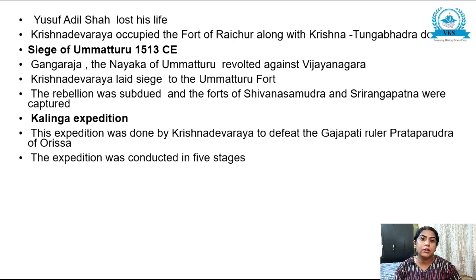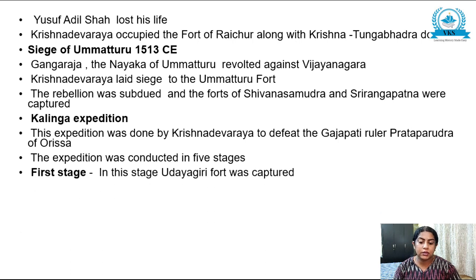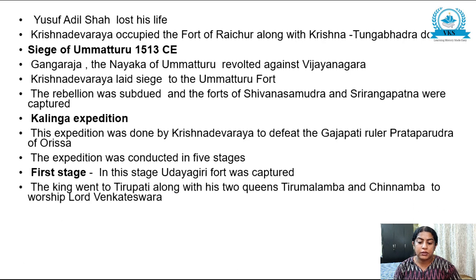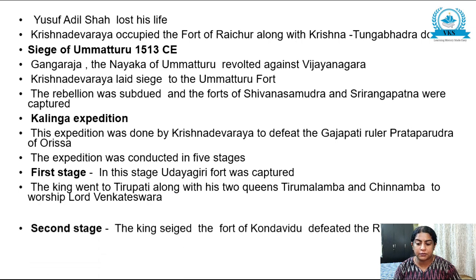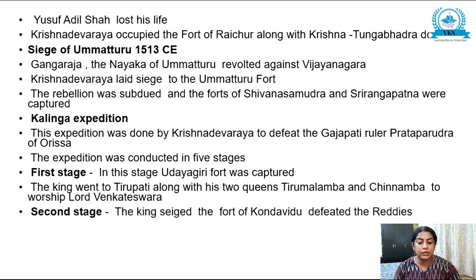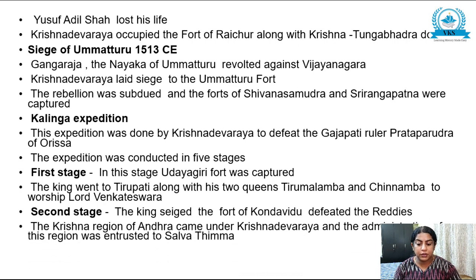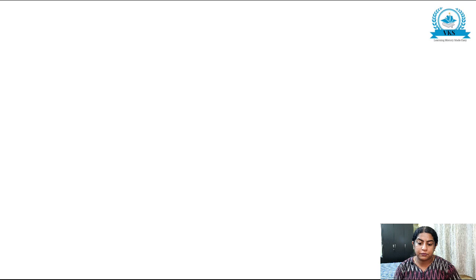The expedition was conducted in 5 stages. In the first stage, Udayagiri fort was captured. The king went to Tirupati along with his 2 queens, Tirumalamba and Chinnamba, to worship Lord Venkateshwara. In the second stage, the king sieged the fort of Kondavidu and defeated the Reddis. The Krishna region of Andhra came under Krishnadevaraya and the administration of this region was entrusted to Salvatimma.